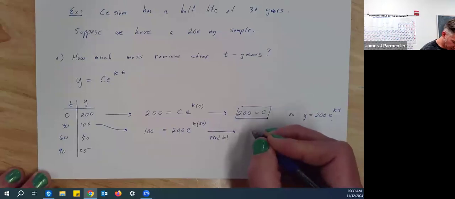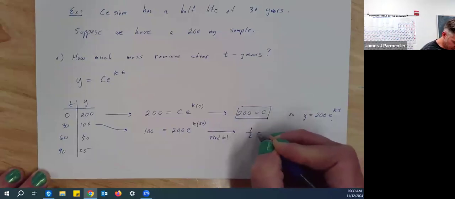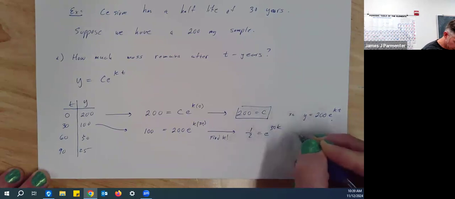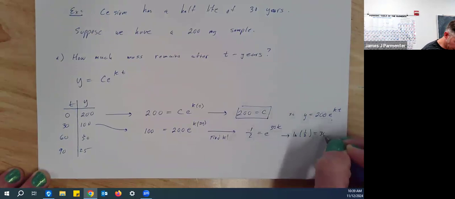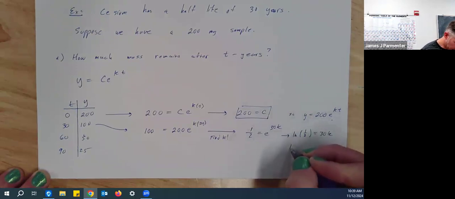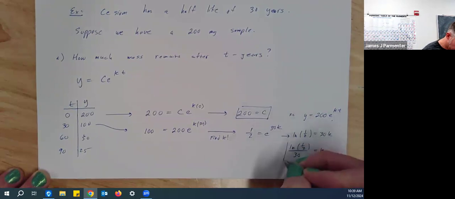Dividing both sides by 200, I get 1/2 equal to e to the 30k. Take the natural log of both sides. Natural log of 1/2 equals 30 times k. So in this case, the natural log of 1/2 divided by 30 is equal to k.